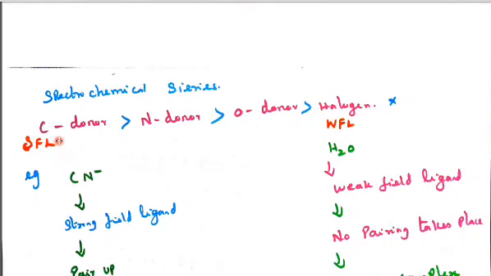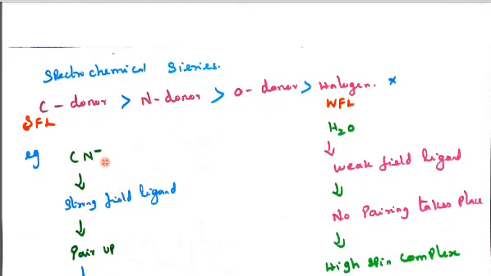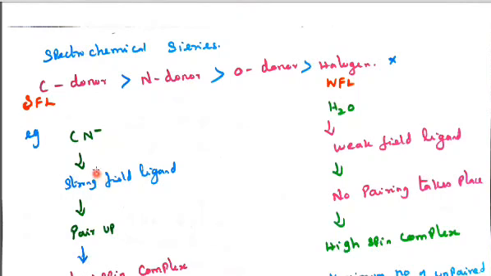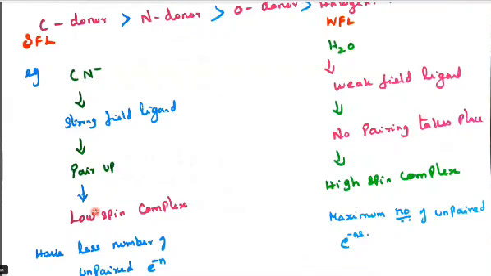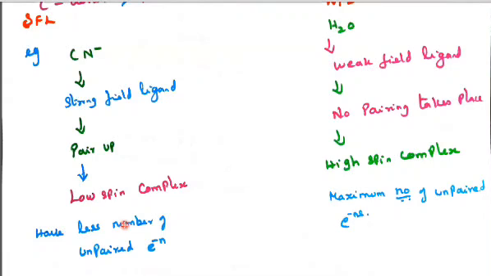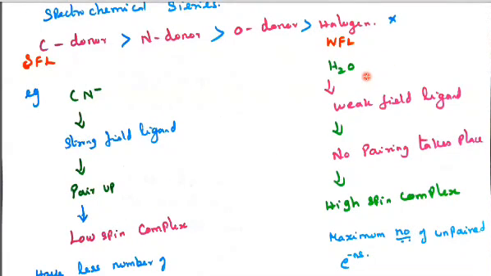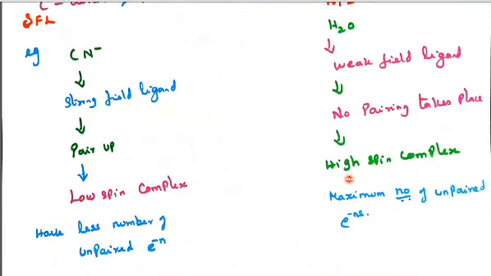So here, this is a carbon donor, nitrogen donor, oxygen donor, and halogen donor. Carbon donor is a strong field ligand, and nitrogen is also a strong field ligand. Halogen is a weak field ligand. CN minus is a strong field ligand. If it is a strong field ligand, the electrons will pair up. That is called low spin complexes, having fewer unpaired electrons. Water is a weak field ligand, since oxygen is present. So no pairing will take place. It is a high spin complex. The maximum number of unpaired electrons will be present.